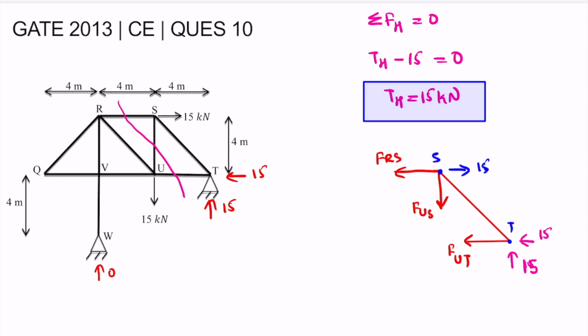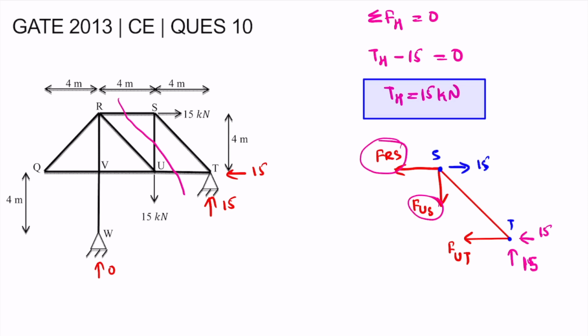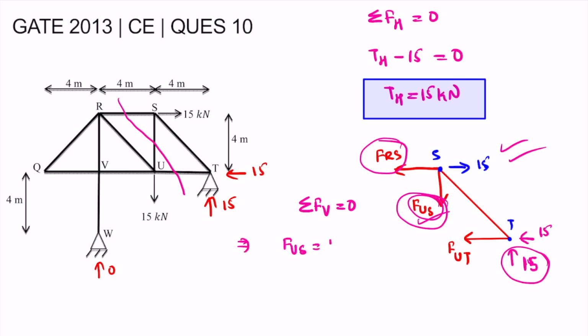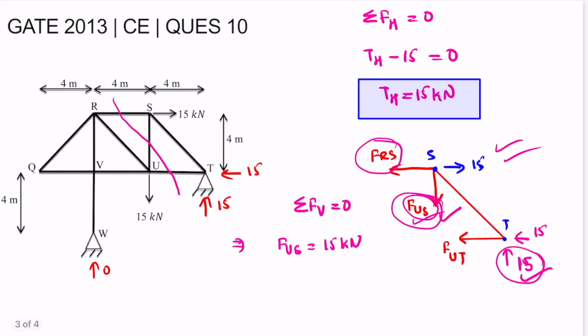Now we can easily find out the value of FRS here. Before finding FRS, we'll also need the value of FUS, so let us find FUS first. For that, let us use the condition, summation of force in vertical direction to be zero for this particular section. Here there are only two vertical forces, which are 15 upward and FUS. So from here we get the value of FUS as 15 kilonewton, because this 15 kilonewton will balance the upward 15 kilonewton. Now we get FUS also.